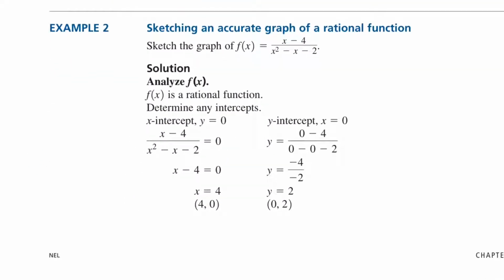Next example. It's a rational function. f of x equals (x minus 4) over (x squared minus 2x minus 2).